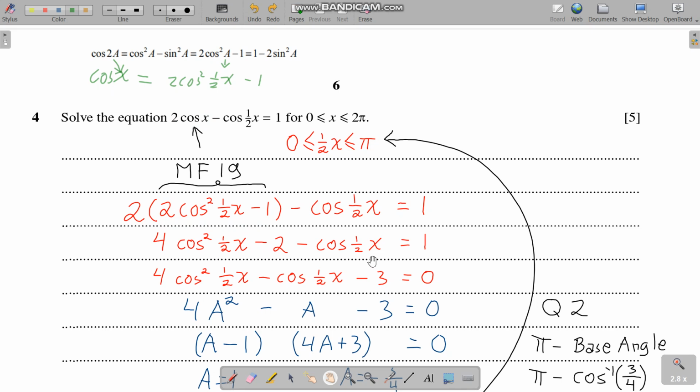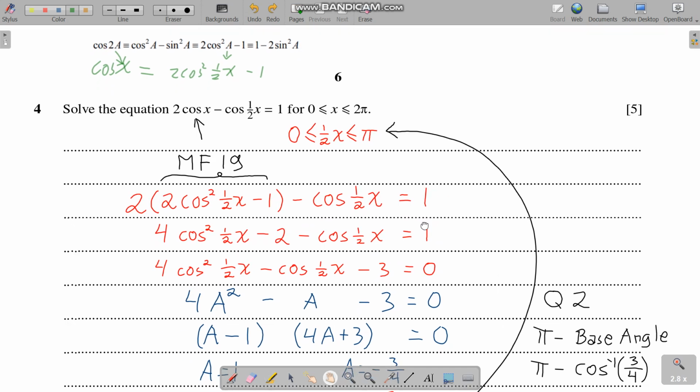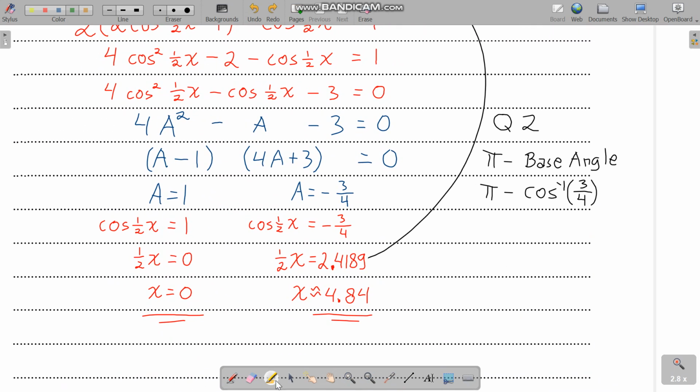Then we just do the algebra here. We multiply by 2, and then rearrange a little, and move the 1 here to the left. We get minus 1, so minus 3. And then if this is confusing, we can simplify things using the letter A here. So cos 1/2 x is A, so we have this quadratic, and then we can factorize the quadratic. We get A minus 1 times 4A plus 3, which means A can be 1 or minus 3/4.